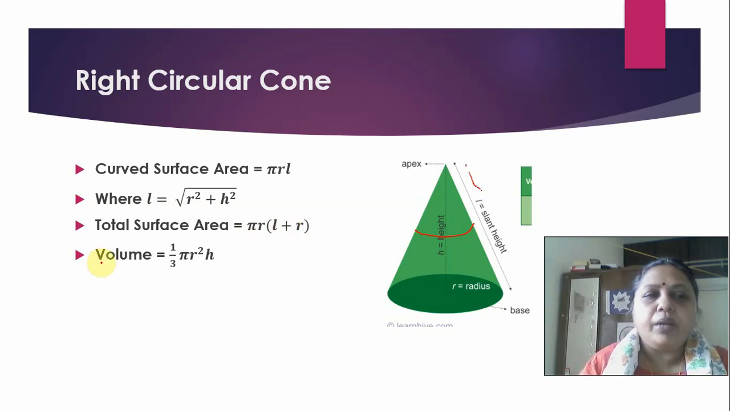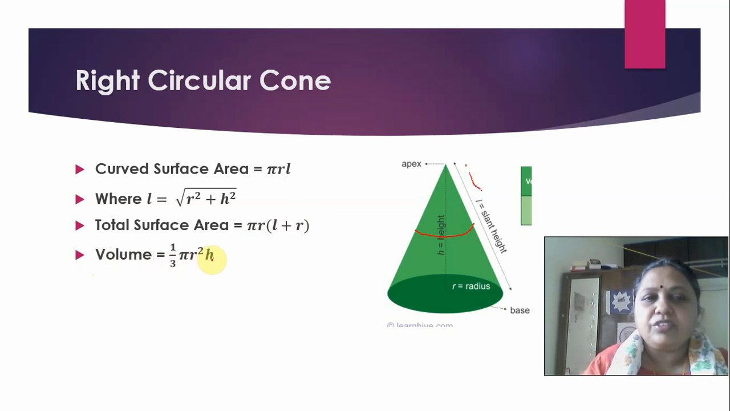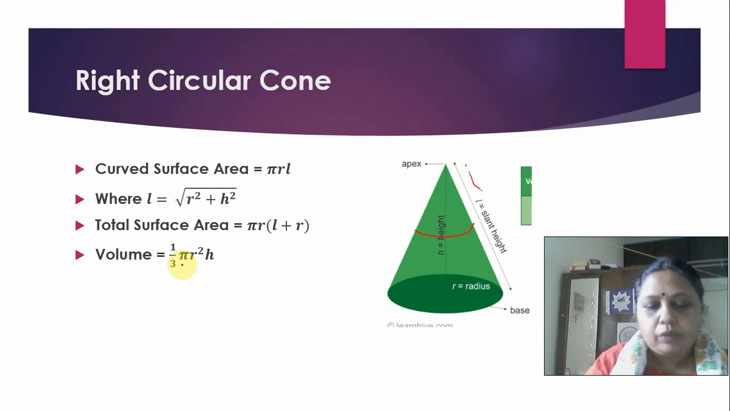Now let us go to the next formula, that is the volume. Volume is equal to 1 by 3 pi r squared h. Volume is the capacity of the cone, where r is the radius and h is the height, and pi is equal to 22 by 7 or 3.14.